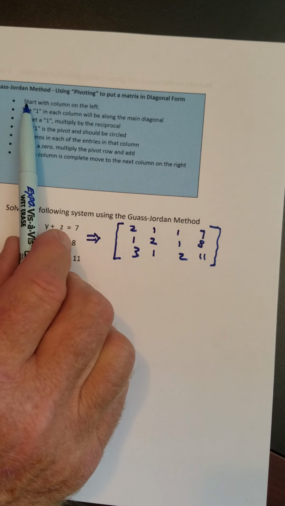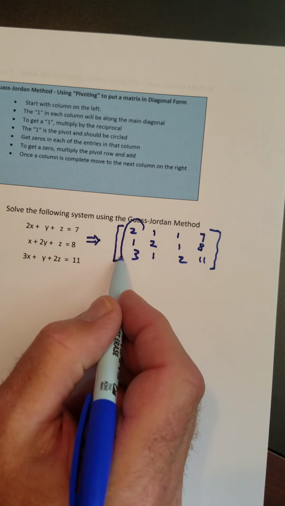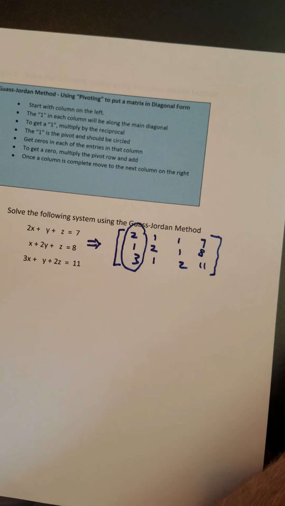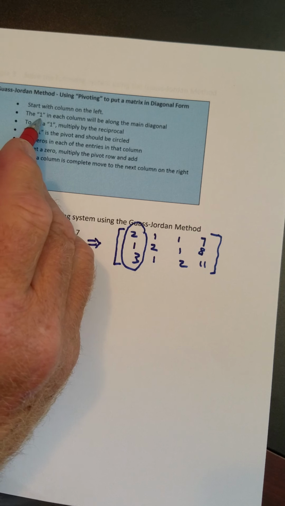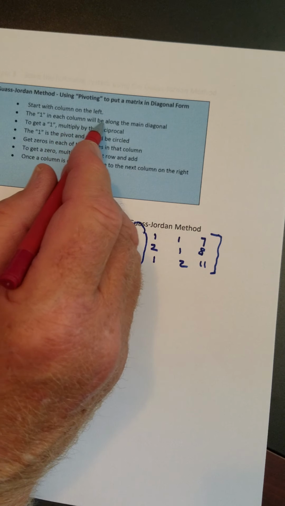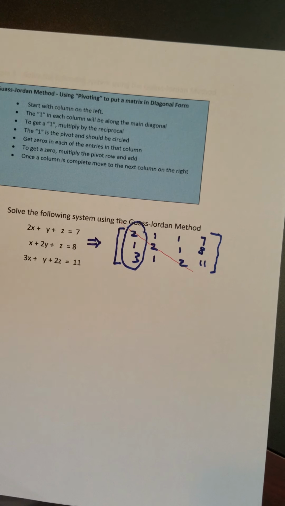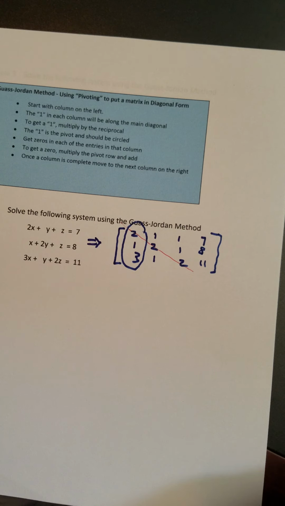So it says start with the column on the left. So we're going to start with this column right here. And out of those 3 numbers, somewhere we want to get a 1. Well, where at? Well, we want to get a 1 in each column, and it will be along the main diagonal. Here's your main diagonal. We talked a little bit about that. That tells me this 2 we want to change into a 1.